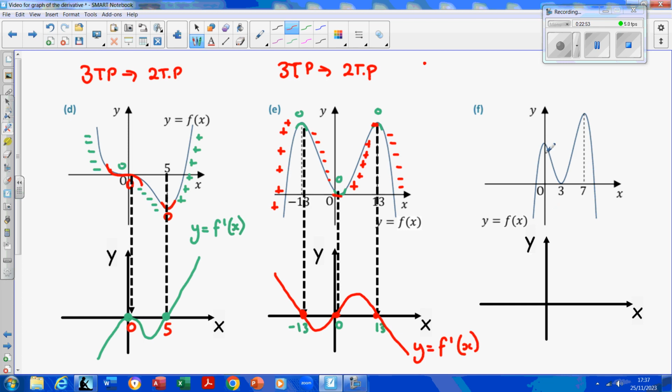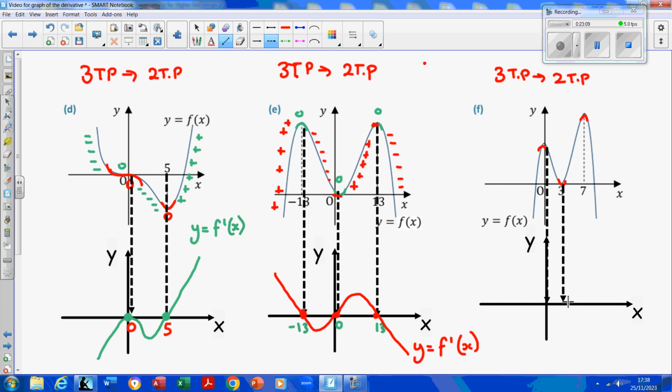Next one, we've got 1, 2, 3 turning points again. There's no points of inflection, so 3 turning points will go to 2 turning points. We'll drop them straight down onto the axis. So the gradient of the tangent is 0, gradient of the tangent is 0, gradient of the tangent and that one is 0. We'll put in the x numbers where all that's happening. So it's happening at x equal to 0, x equal to 3 and x equal to 7.